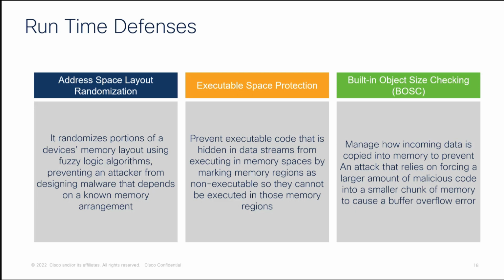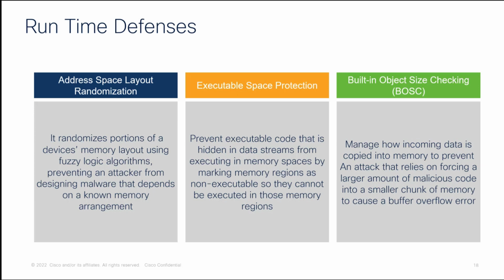We have the X-space, which is frequently supported by a CPU maker's architecture and prevents executable code that is hidden in data streams from executing in memory spaces. So when you enforce X-space in network devices, it marks memory regions as non-executable so that malicious code hidden in packets cannot be executed in those memory regions, which adds another layer of protection.